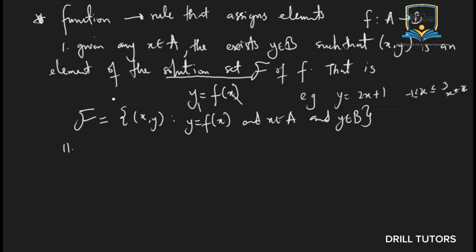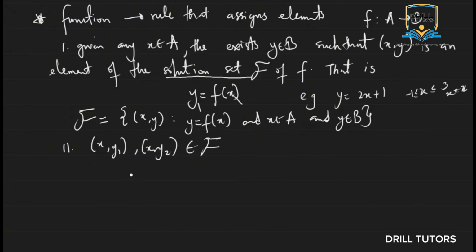The second rule is that for any x comma y1 and x comma y2, which are in the solution set. I already defined what solution set is. It is the set that brings together all the ordered pairs in that relation, all of them. Now you have x comma y1 and x comma y2 in the solution set.